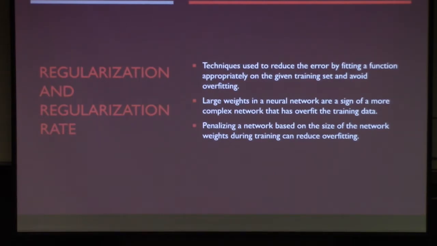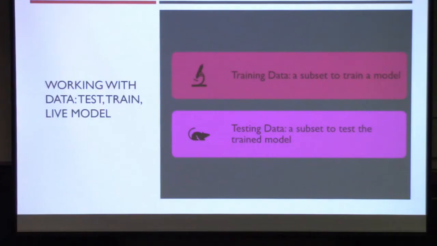As for regularization and the regularization rate, these are techniques used to reduce error or minimize the growth of the weights to some unreasonable size. This is done by fitting a function appropriately on the given training data set, and this is to avoid overfitting. Large weights in a neural network are a sign of more complex networks that have overfit the training data. We'll go over what overfitting is in detail soon. Penalizing a network based on the size of the network weights during training can also reduce overfitting.